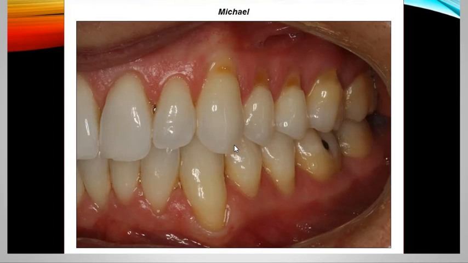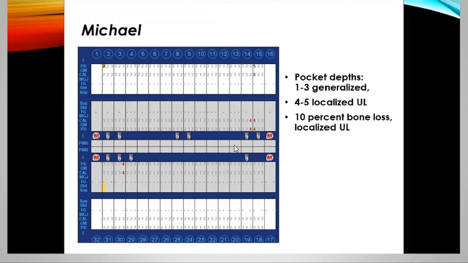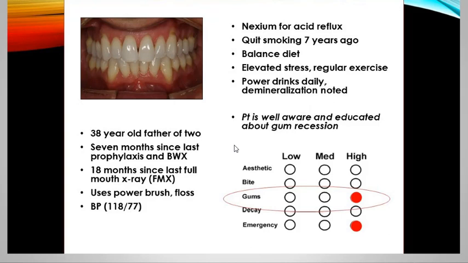Let's look at another patient, Michael. Look at all this erosion at the gum line. No pocketing, only in the upper left, 4 to 5 millimeters, which is localized. He had 10% bone loss, localized to the upper left. He was a 38-year-old father of 2. It had been 7 months since his last cleaning and bitewings, and 18 months since his last full mouth series. He does use a power brush and floss, and his blood pressure is within normal limits.